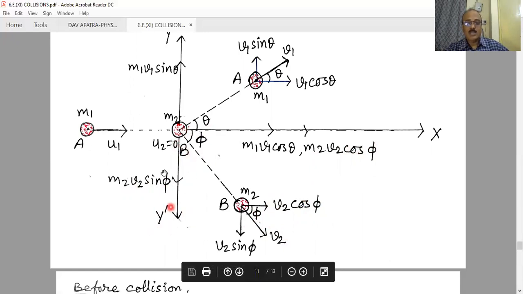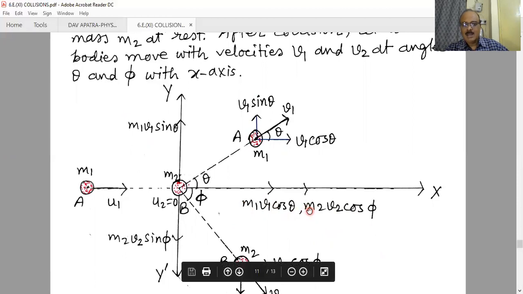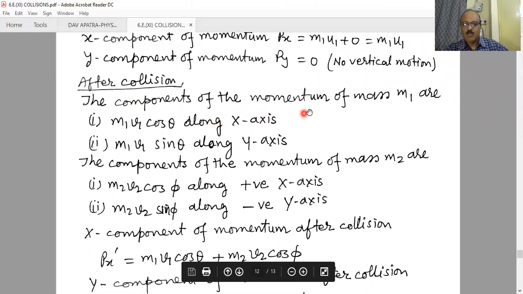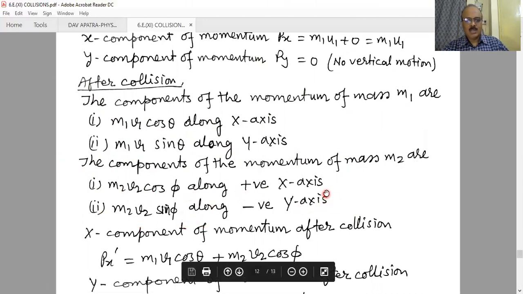It is along the negative y-axis, but this y component of the momentum of object A is along the positive y-axis. Along the x-axis, both are along the same direction: m1 v1 cos theta and m2 v2 cos phi. So after the collision, the components of the momentum of mass m1 are m1 v1 cos theta along the x-axis and m1 v1 sin theta along the y-axis. Similarly, the components of the momentum of mass m2 are m2 v2 cos phi along the positive x-axis, and m2 v2 sin phi along the negative y-axis.